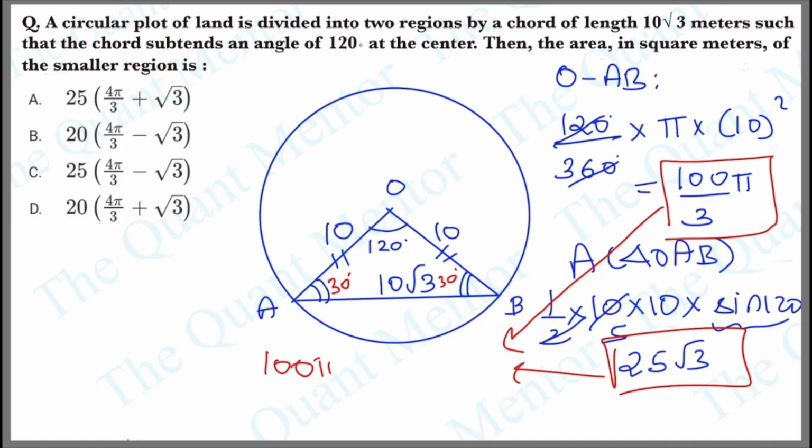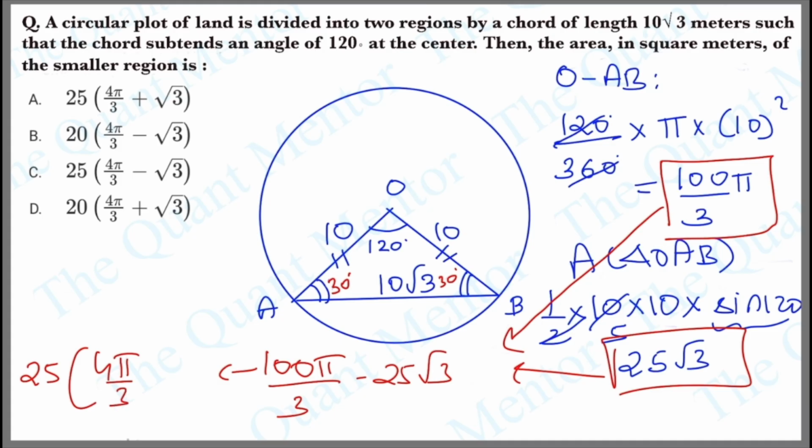It will be 100 pi by 3 minus 25 root 3. If I take 25 common between these two, the final answer would be 25 into pi by 3 minus root 3. And this is very clearly the C option, the answer to my question.